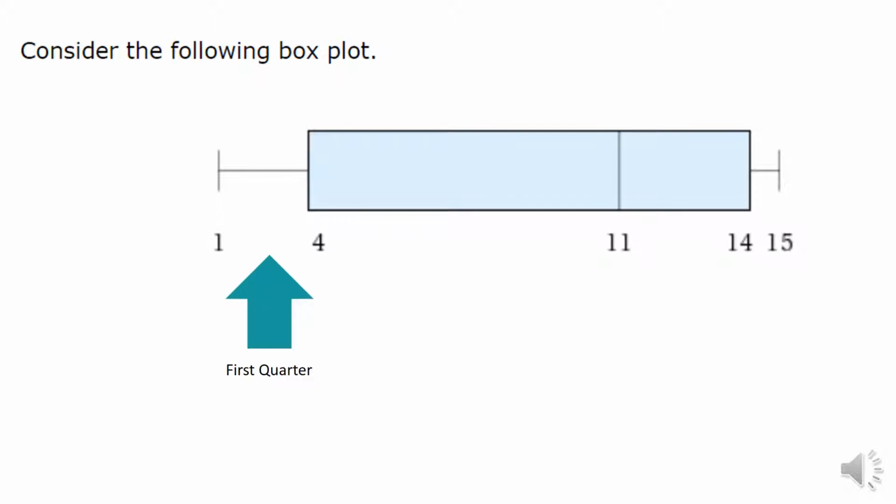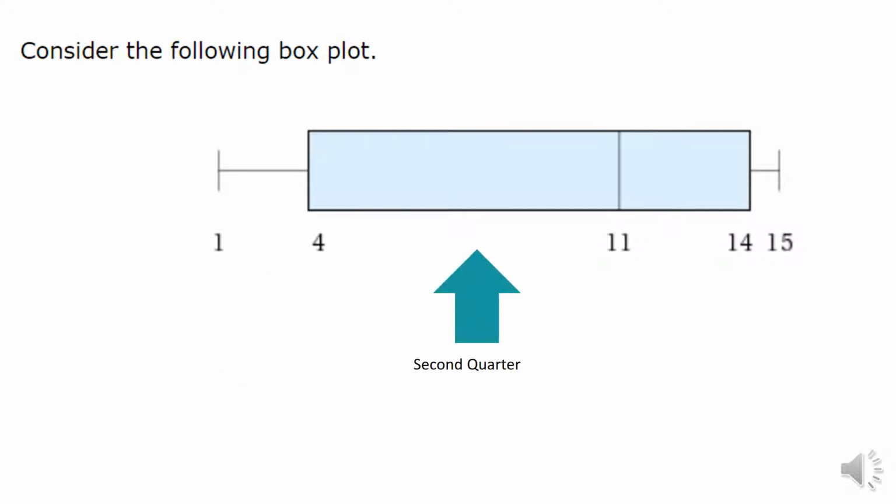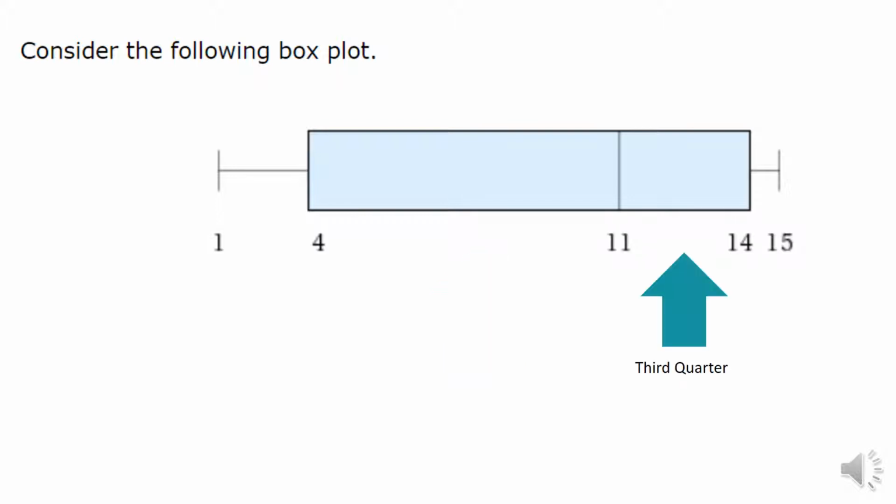Recall that the first piece, the whisker on the left side, is the first quarter. Then we have the second quarter, which goes from 4 to 11. The third quarter goes from 11 to 14. And the fourth quarter goes from 14 to 15. So this box plot breaks up the data into 4 quarters.